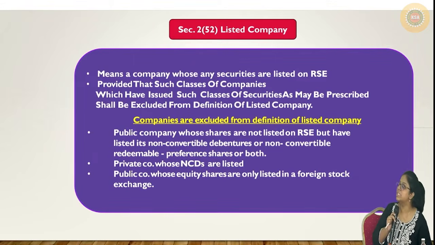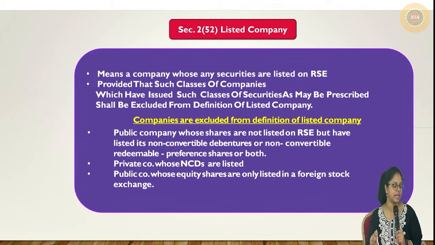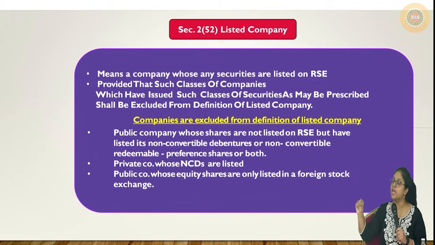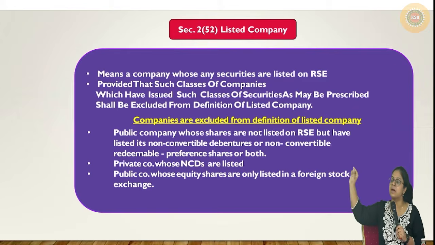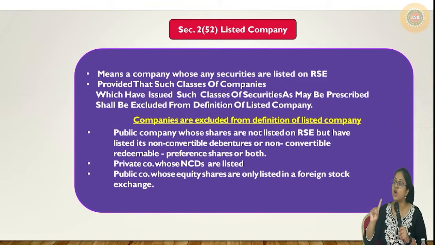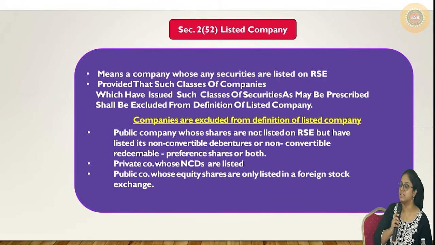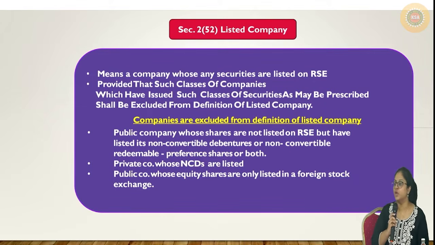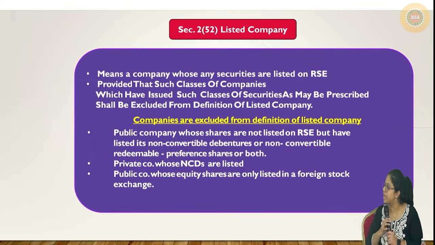And then coming to a listed company, this is an important definition. Section 2 clause 52 says that a listed company is a company whose securities are listed in any of the recognized stock exchanges. But this is the simple definition. The exception part is very, very important here. If you are a company whose only non-convertible debentures are being listed, are you a listed company? No, you are not a listed company. Only if your non-convertible debentures are listed, you are not a listed company. Only your redeemable preference shares are being listed. Are you a listed company? No, you will not be considered as a listed company. That is what the exception is all about. I hope you understood the exceptions, right?